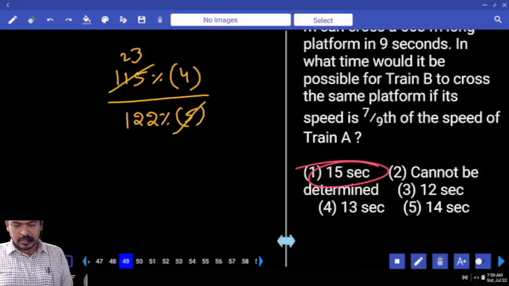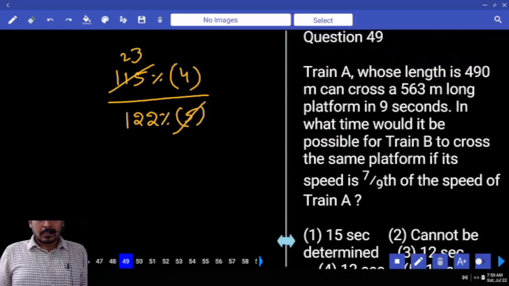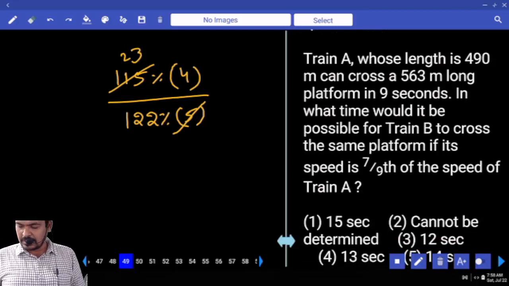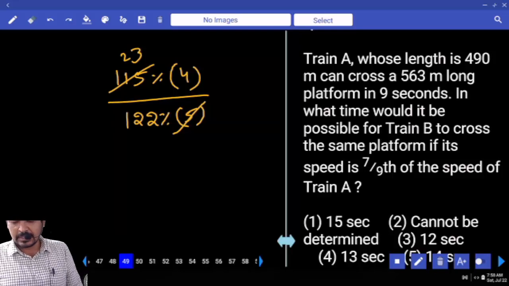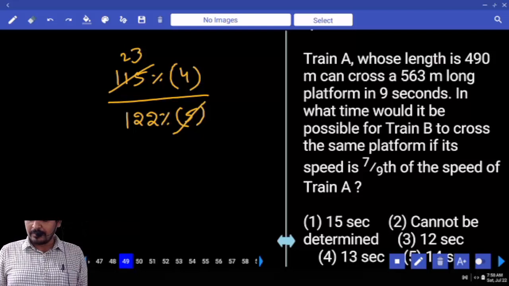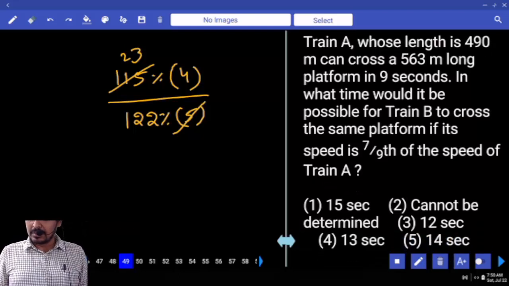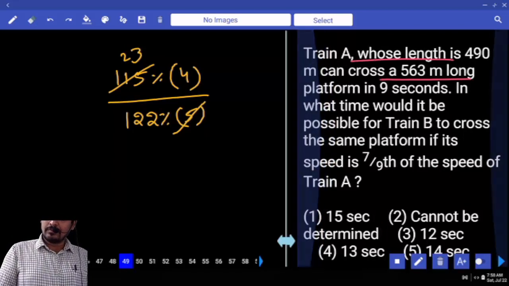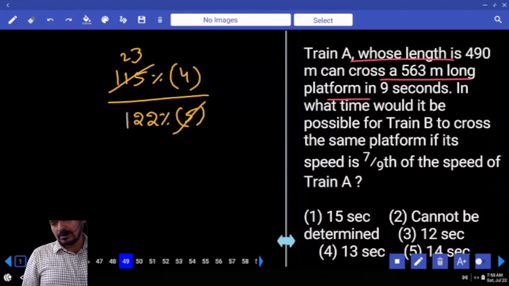Next question number 49. Train A, whose length is 490 meters, crosses a 563 meters long platform in 9 seconds. In what time would it be possible for train B to cross the same platform if its speed is 7 by 9th of the speed of train A? What is the question here? Train A passes a platform. When a train passes a platform, what is the total distance? Train length plus platform length.